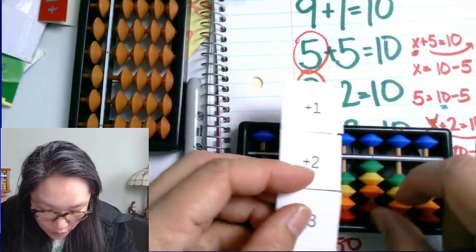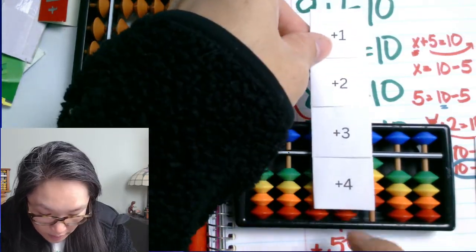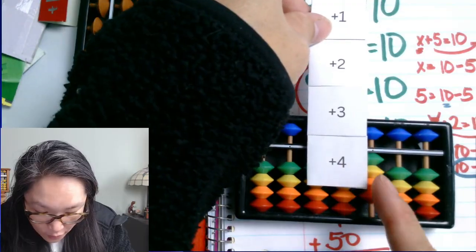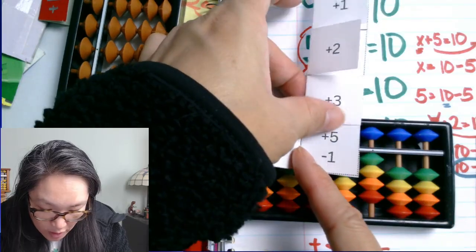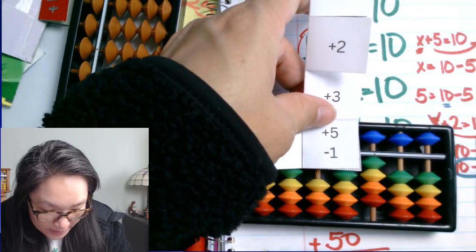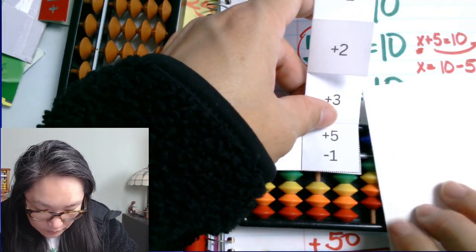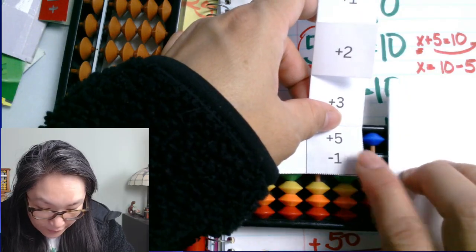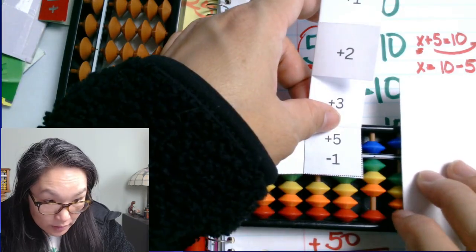I made it vertical. I want to plus the 5. If you look, I want to plus the 5. So I'm going to add the 5, and then take away the 1.